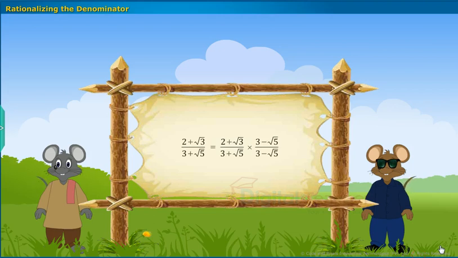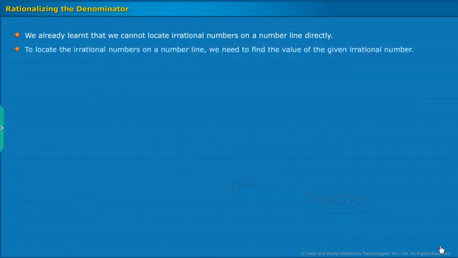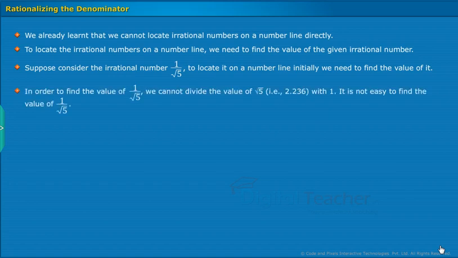Rationalizing the denominator. We already learned that we cannot locate irrational numbers on a number line directly. To locate the irrational numbers on a number line, we need to find the value of the given irrational number. Suppose, consider the irrational number 1 by root 5. To locate it on a number line, initially we need to find the value of it. In order to find the value of 1 by root 5, we cannot divide 1 by the value of root 5, that is 2.236. It is not easy to find the value of 1 by root 5.